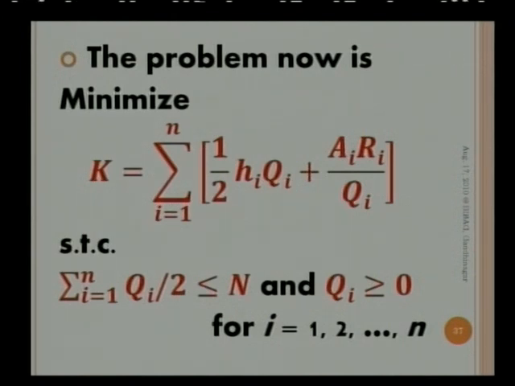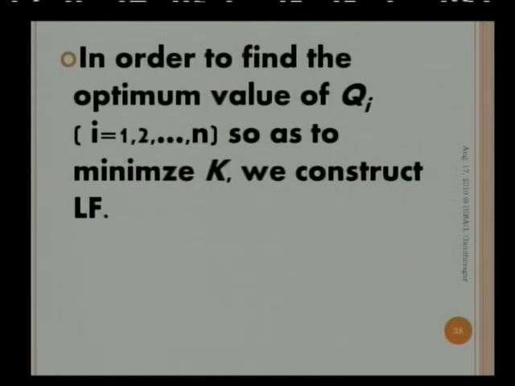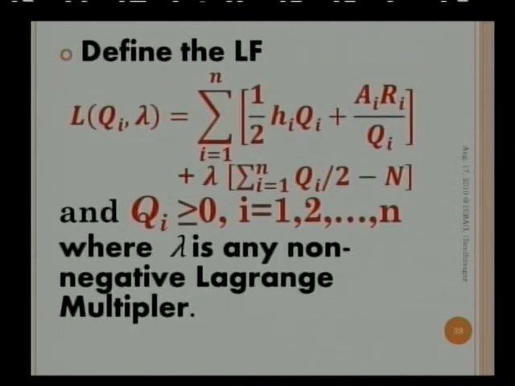Size must be less than or equal to the total inventory allowed over here. In order to find out the optimum value of Qi, we can minimize the function k. For that we need to use the Lagrangian function.